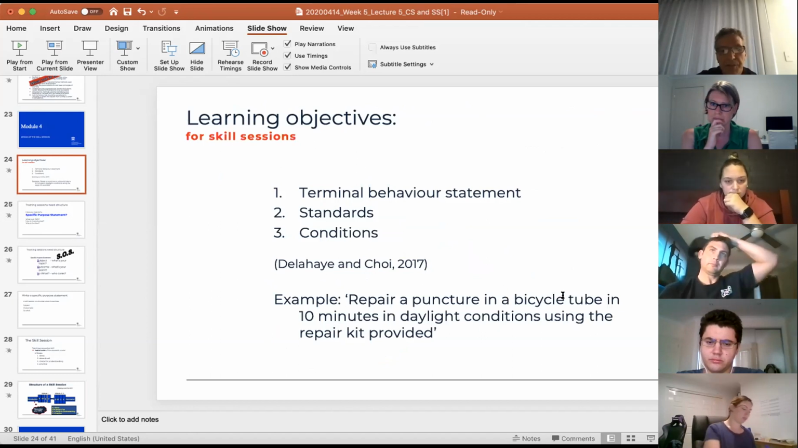Repair a puncture in a bicycle tube in 10 minutes in daylight conditions using the repair kit provided. Yeah.